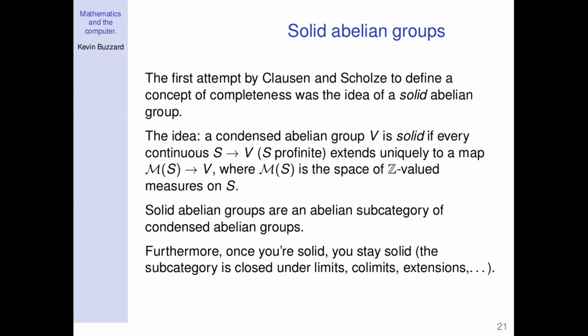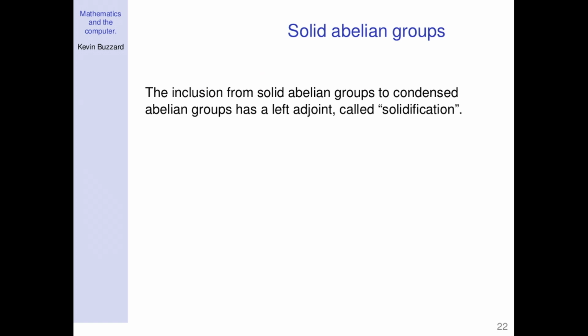So, for example, a limit of solid abelian groups is solid. A colimit of solid abelian groups is solid. For an extension, if A and C are solid, and 0 to A to B to C to 0 is exact, then the middle thing is also necessarily solid. So this is a really robust subcategory, and the idea is that this is supposed to be the V's that don't have any holes in. There's obviously an inclusion functor, a forgetful functor, from solid abelian groups to condensed abelian groups, and it turns out that functor has an adjoint, and that's solidification.